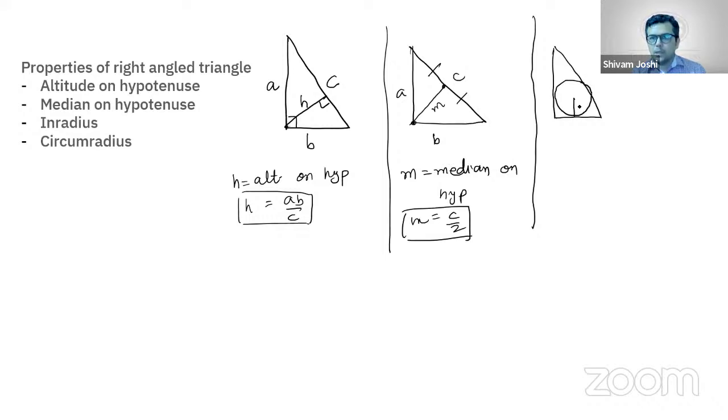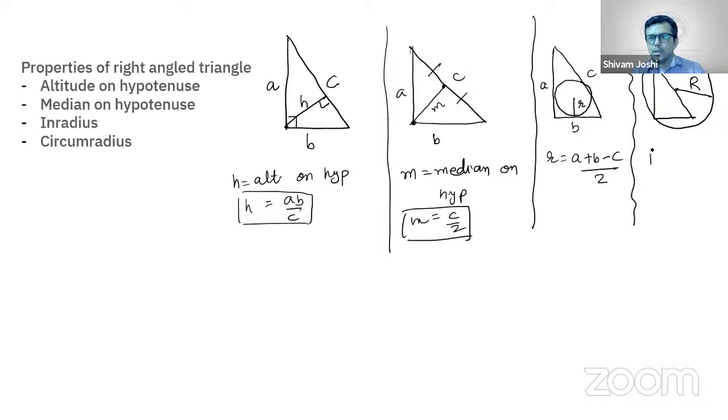This is called inradius. Inradius of a right angle triangle is A plus B minus C upon 2. This is called circumradius. Circumradius of a right angle triangle is C by 2. So you will say this is hypotenuse by 2 and this is hypotenuse by 2. Correct. Both are hypotenuse by 2.